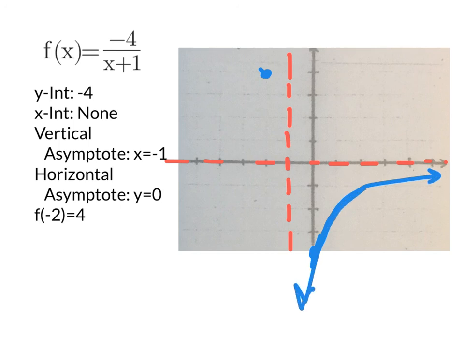Same thing on the other branch. My curve has to go through my point and approach each of the asymptotes. And there's a really good sketch of f of x.